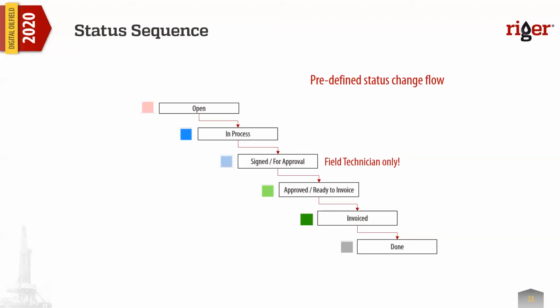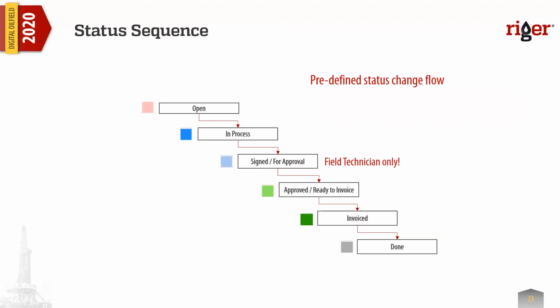And again, that's just a different visualization of how the statuses are changed. They are changed one by one. Now it's much easier for the field technicians to work, so they're not frustrated or confused about what status they should change to, or what kind of action they should do. They will have only the signed for approval status in their tickets in the mobile app. So it's very easy, very straightforward.